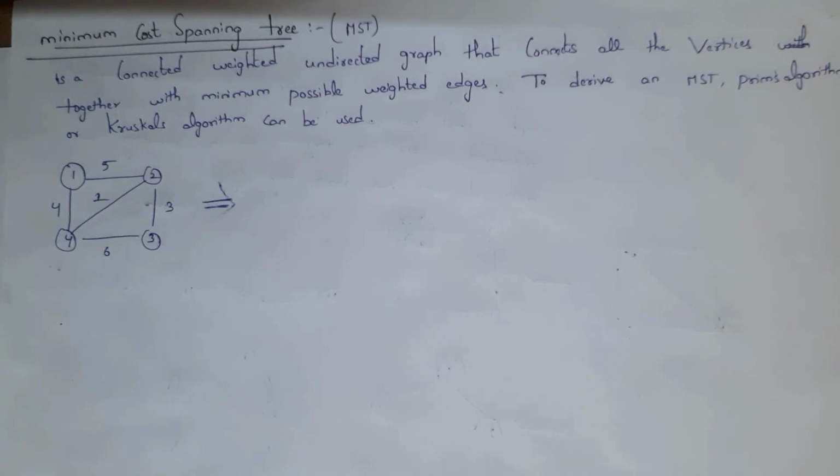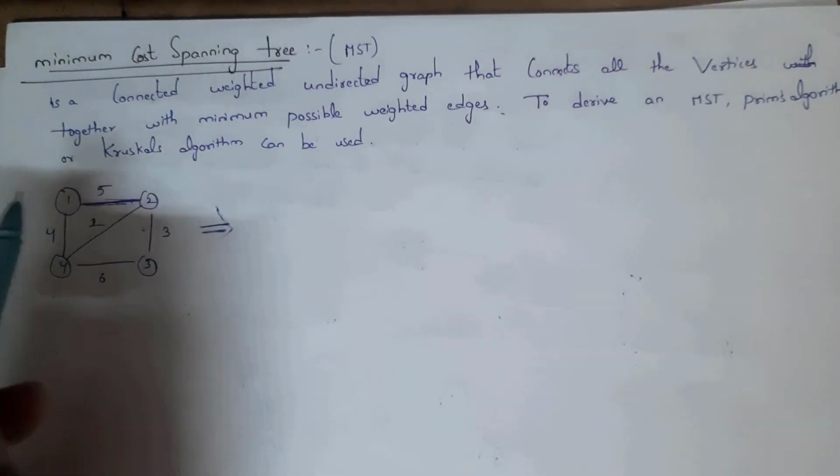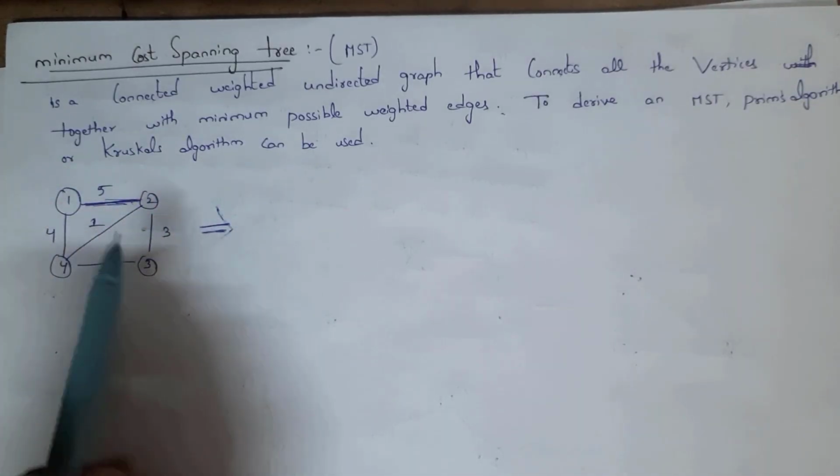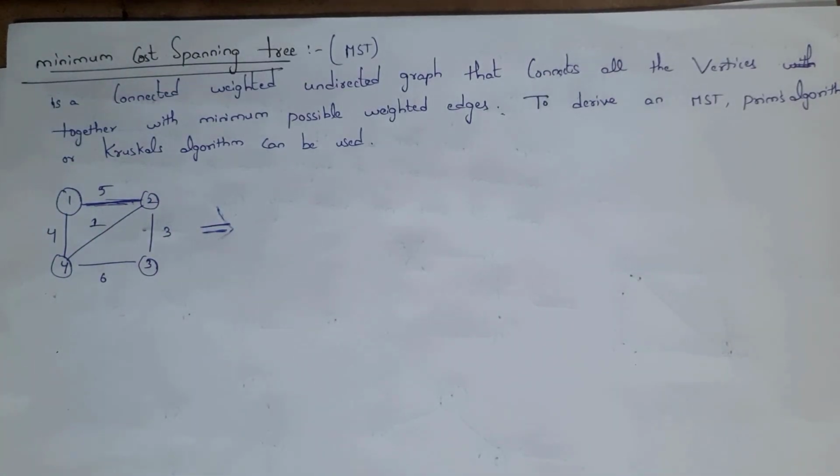Now let us discuss what is a minimum cost spanning tree. A minimum cost spanning tree is a spanning tree that contains minimum weighted edges. I will give one example so that you can clearly understand. For example, this is a graph. For this graph, each edge contains some weight. So now we need to find the minimum cost spanning tree. For this, at first we need to find the possible spanning trees.